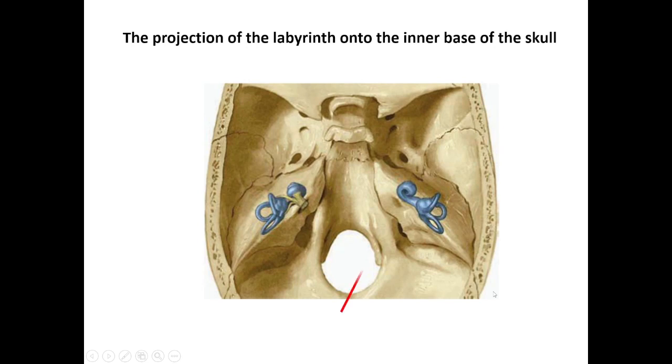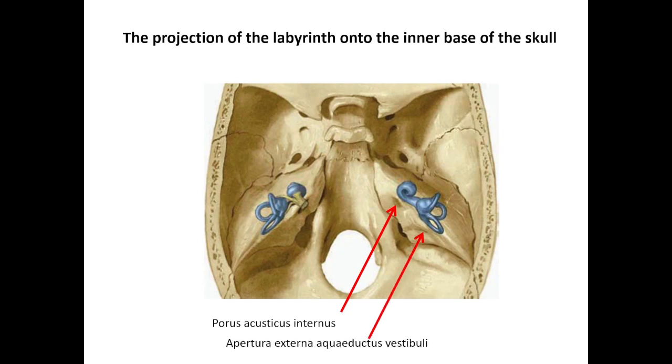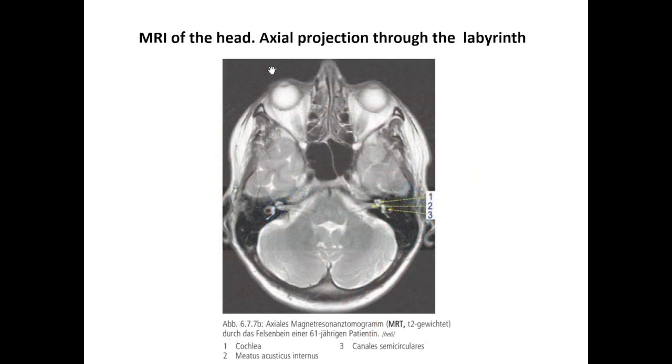And now, porus acousticus internus and apertura externa aqueductus vestibuli, structures which we had seen last year when we discussed the temporal bone. They are connected with the internal ear, with Labyrinthus. And now the MRI image, axial projection through the labyrinth.